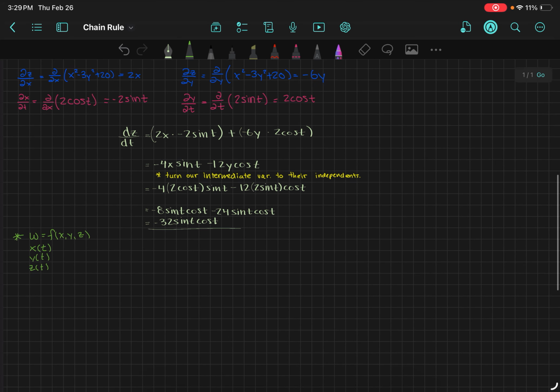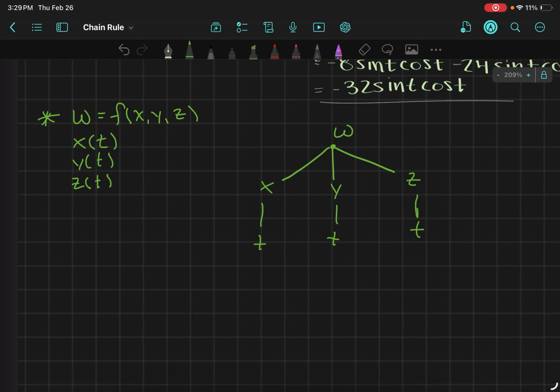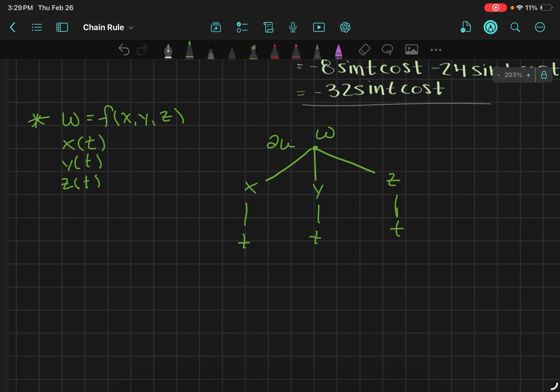Let me just make a new tree diagram so that it is clear. We will have a tree diagram of some w with 3 branches of x, y, and z, and each of these has their own t. So it's the exact same concept. We are going to take the partial of w with respect to x, partial of w with respect to y, partial of w with respect to z. Partial of x with respect to time, partial of y with respect to time, partial of z with respect to time.